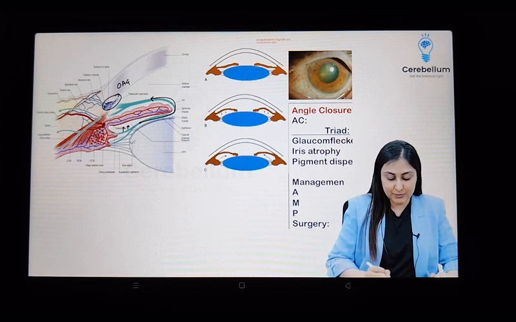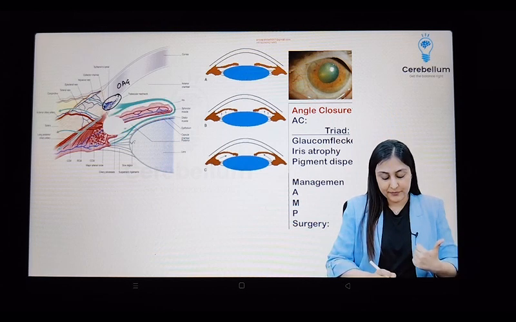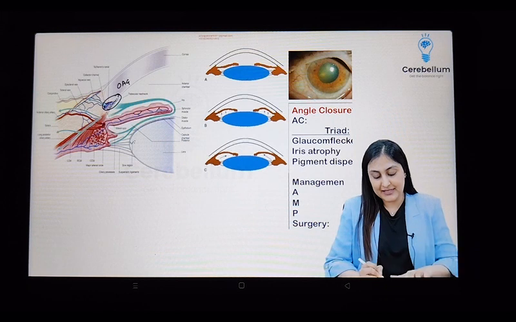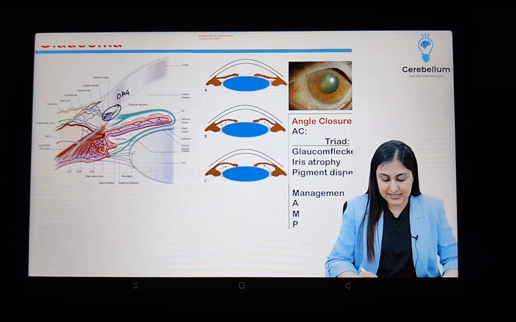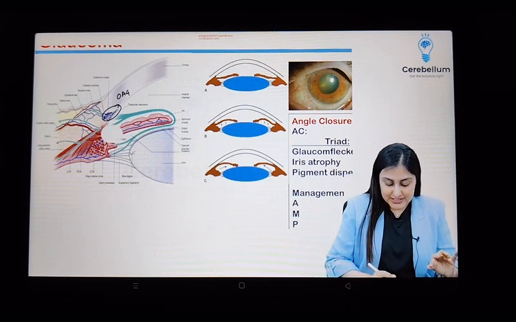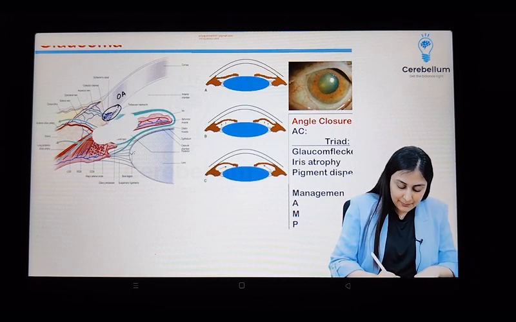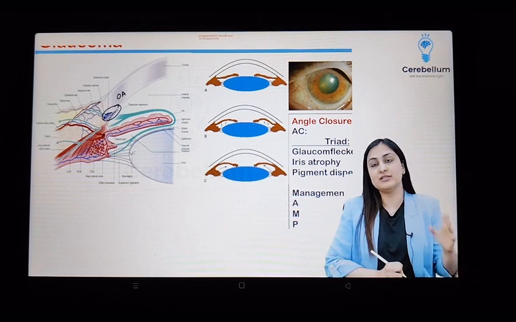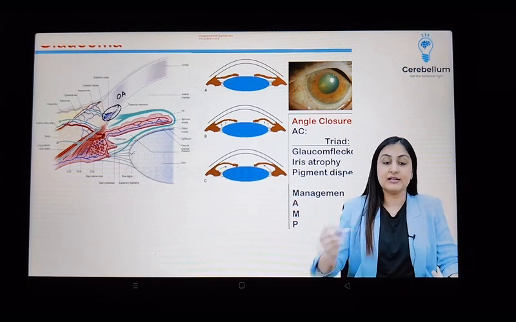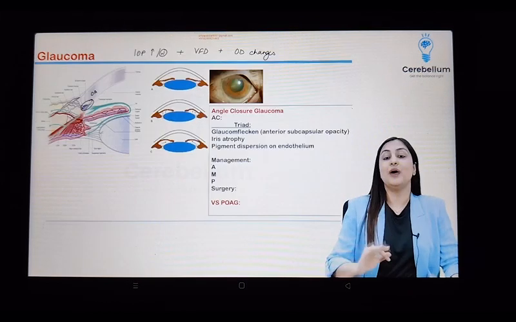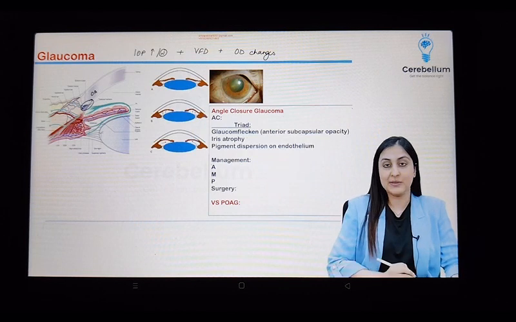The other condition could be when this iris blocks the outflow tract. You can see how this iris in a mydriasis position is going to come anteriorly and it can block this angle. So this is the angle closure glaucoma. Alright, so how to distinguish them clinically is going to be the presentation.